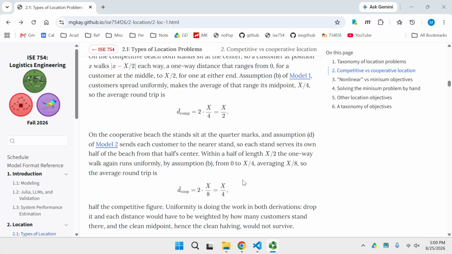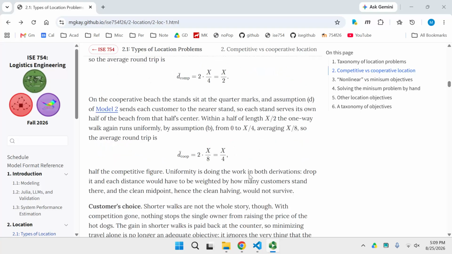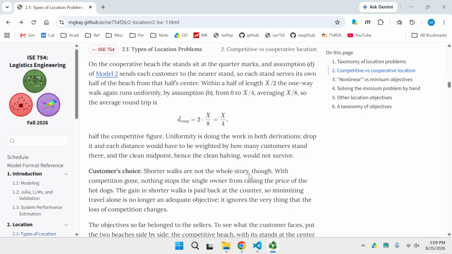So question then is, why not just cooperate? Why have competitive location? Well, the other thing that's not being considered is that when there's no competition, it's likely that the cost of the hot dogs would be higher. So now we have a trade-off between if we have cooperation, we walk shorter distance, but we have to pay more for the hot dogs, and then vice versa for the case of where we have competition versus cooperative.